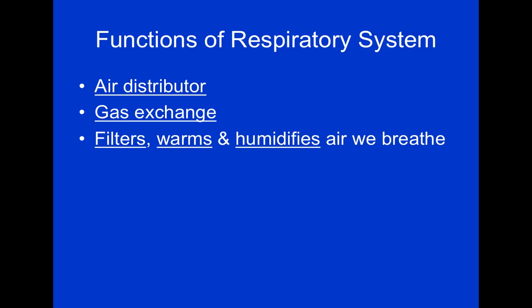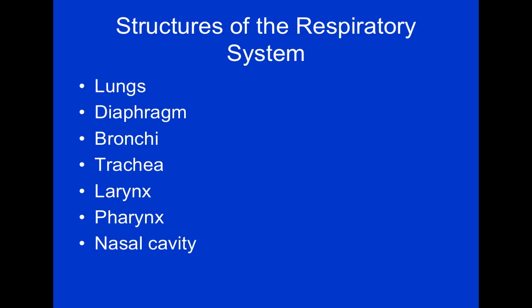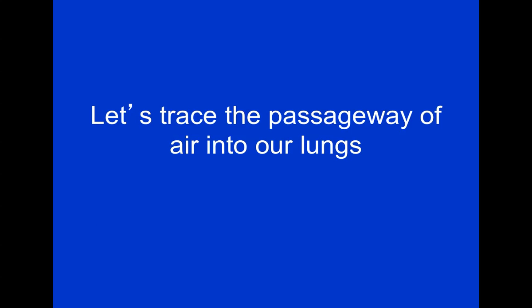So, the respiratory system is made up of a number of different structures. And here's kind of a list of them: the lungs, the diaphragm, the bronchi, the trachea, the larynx, the pharynx, and the nasal cavity. What we are going to do is, we're actually going to pretend that we are taking a breath in. And the order in which we look at these structures is the order in which the air would pass through on the way into the body. Okay, so we're going to trace the passageway that the air would follow coming into our lungs. These are what we are calling the conducting structures of the respiratory system.